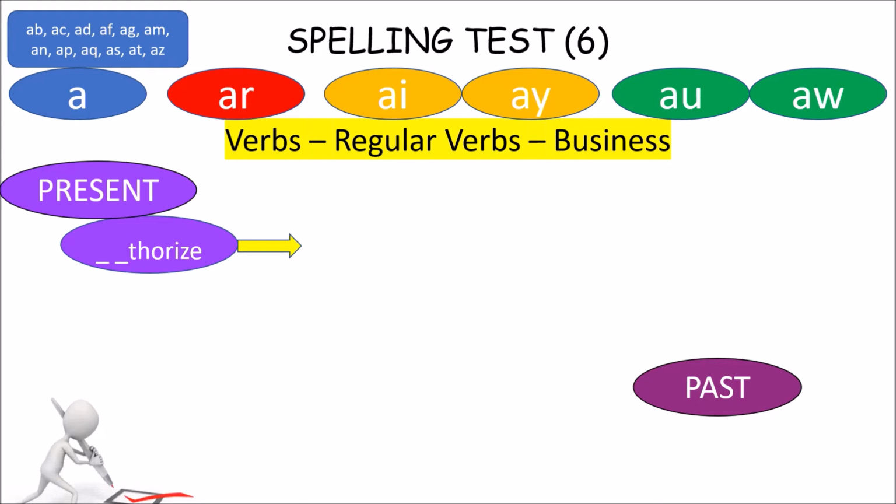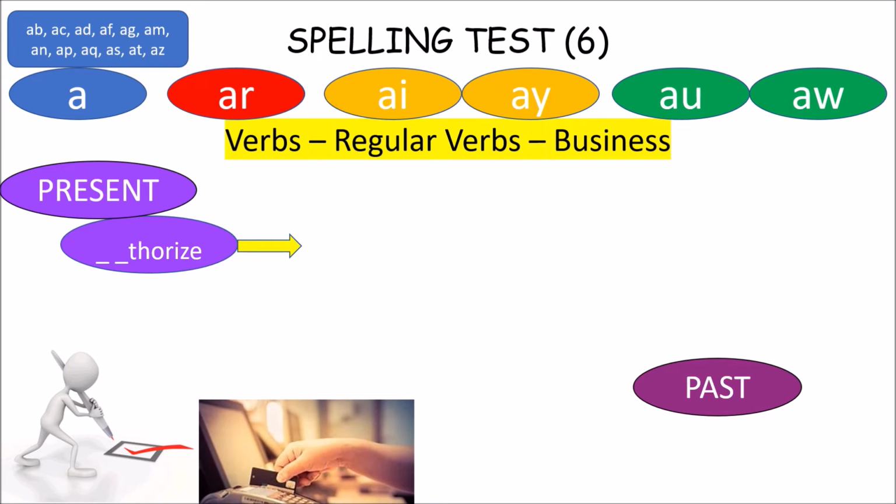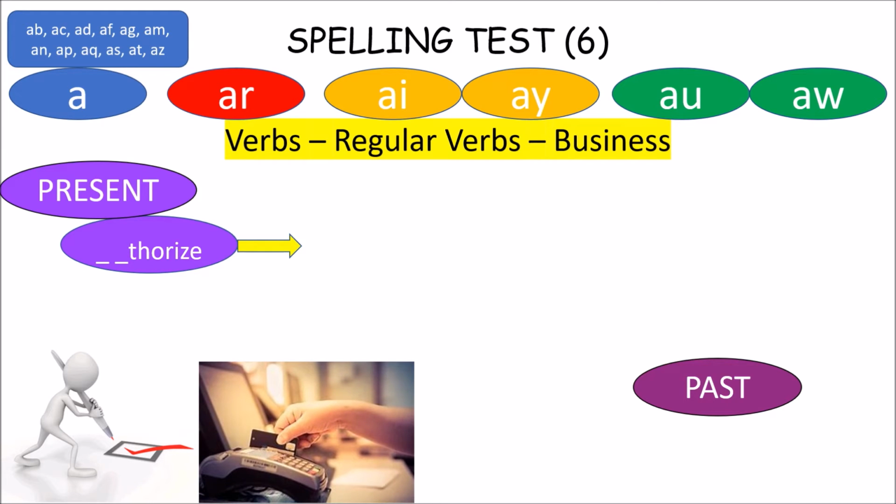So when we pay for our goods and services by credit cards, the law implies that when you hand over your credit card to the cashier, you are bound to authorize her to swipe the card on behalf of you. And the past form of authorize is authorized.